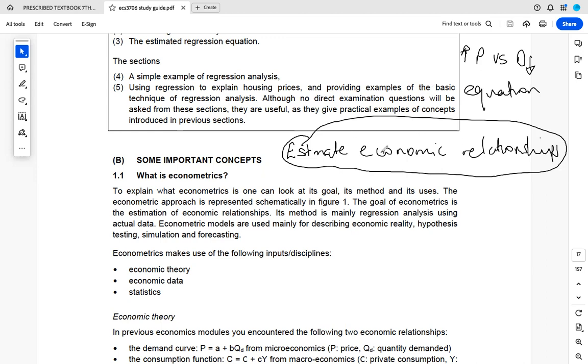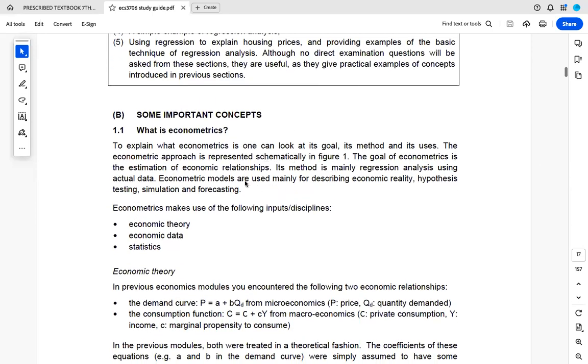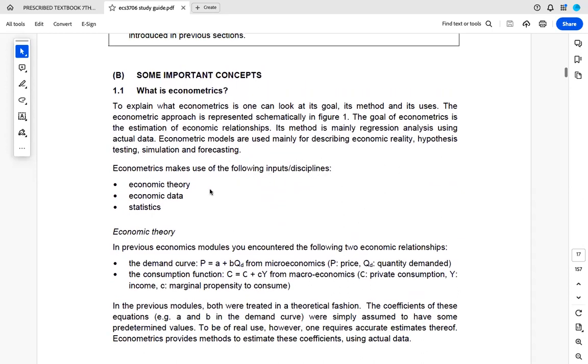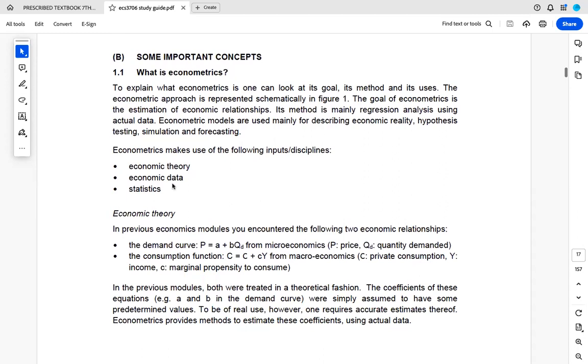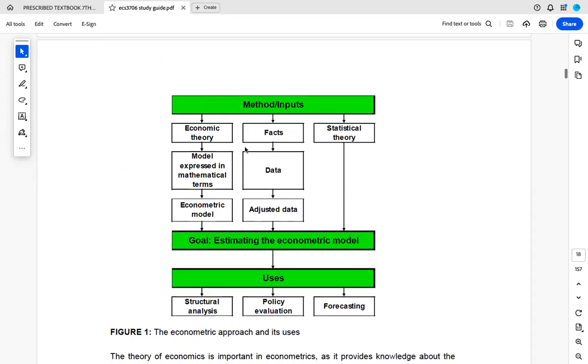Econometrics is all about looking at economic theory, having looked at economic theory, looking at data, and then using that data and statistics to come up with an economic relationship between different variables, right? So econometrics models are really important, and they make use of 3 inputs, namely economic theory, economic data, and statistics. So I'm just going to explain this whole concept.